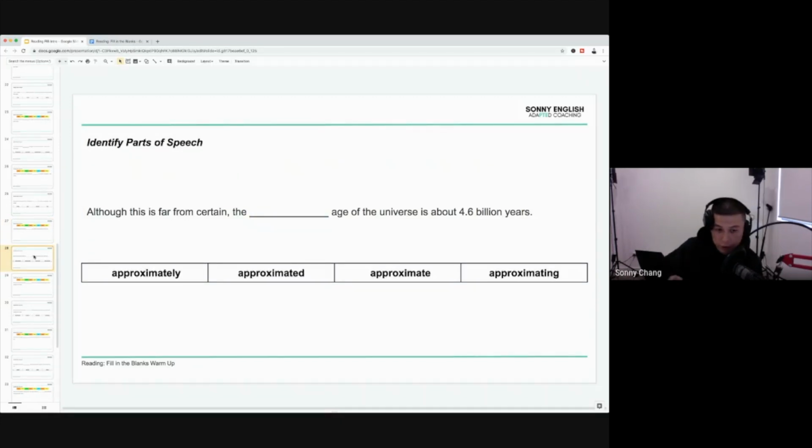This one is tricky. That's why I put it here. Everybody put this one, approximated, right? The answer is approximate. Approximate is the adjective. If you can find the word that's the original form. So, for example, approximate can be a verb and an adjective. If approximate can be the adjective and the verb, you're not going to make the verb into the adjective. You would just take the adjective form.